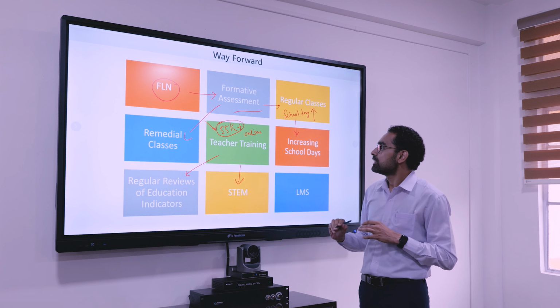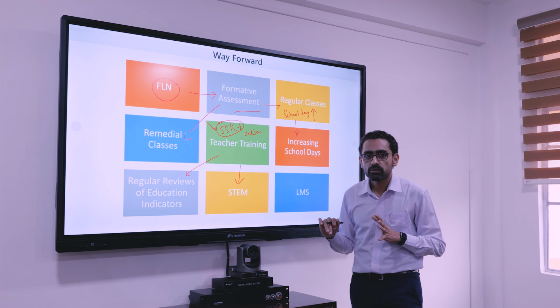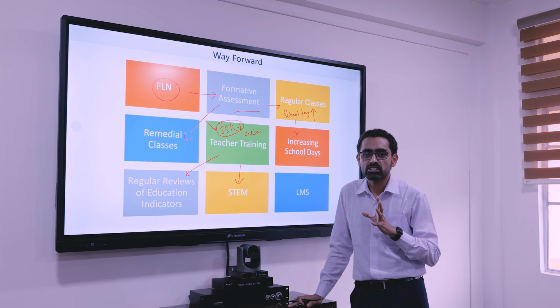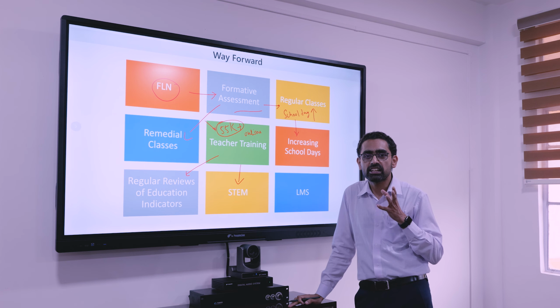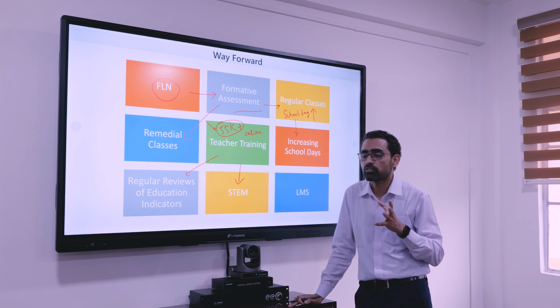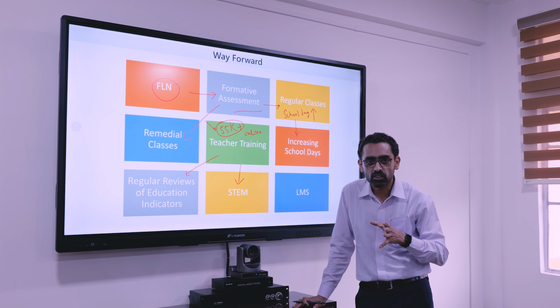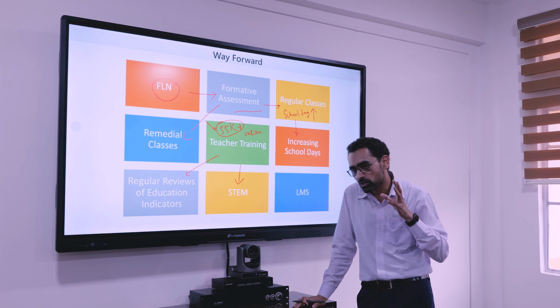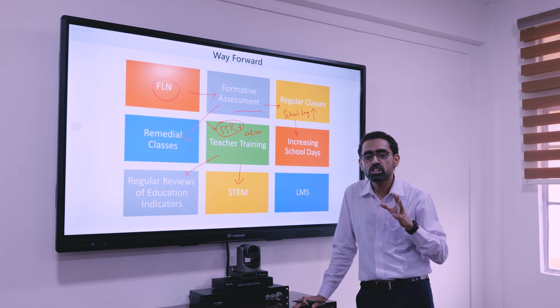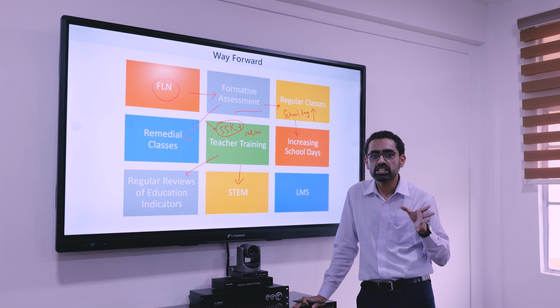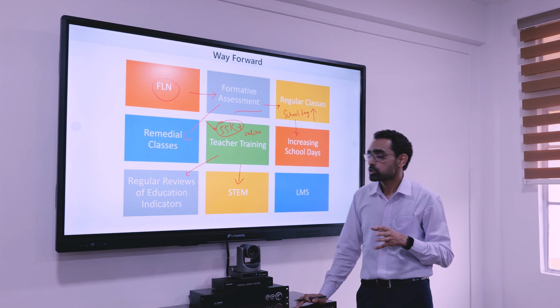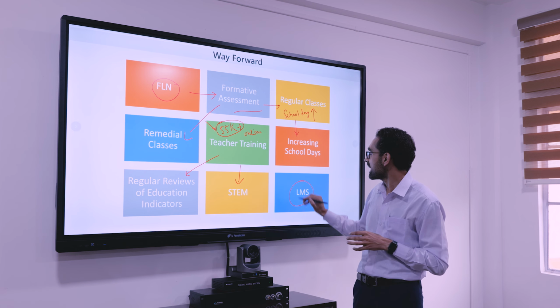And lastly, to measure all these things, we need to have a learning management system. Whether the students are learning these factors or not, whether these things are happening or not, every teacher should be able to see it on their app. Every educator, every official of the education department should be able to see this on their dashboard. So that is only possible by having an LMS.